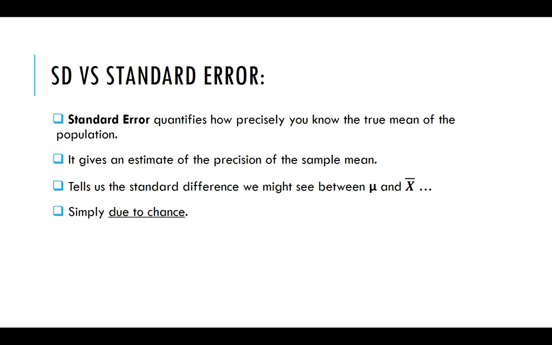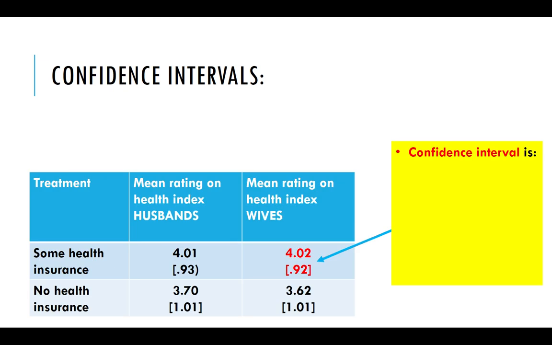Well, if the standard error is telling us how much of this difference is due to chance, then I want it to be only a little bit. I want there to be as small a chance as possible that this difference is simply due to chance. So what that tells us is that a lower standard error means more precision. Lower standard errors are good. Big standard errors, we don't want that. That's bad. So going back to our data here, our mean for wives in terms of their health index who have some health insurance is 4.02, and I've got a standard error of 0.92.